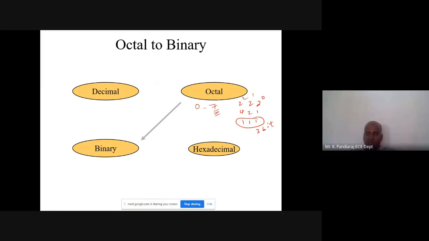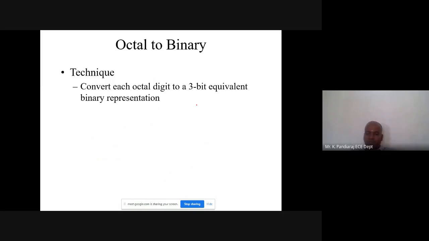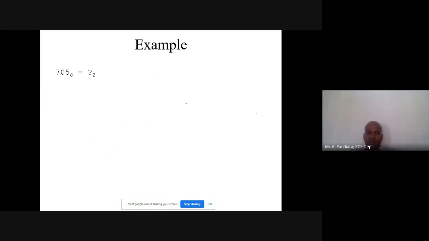So while converting octal to binary, we are going to write all the numbers from 0 to 7 with 3-bit representation, the 3-bit equivalent binary representation. So for 705, what is 7? 111. What is 0? 000. What is 5? It is 101. So this is the answer for this question.